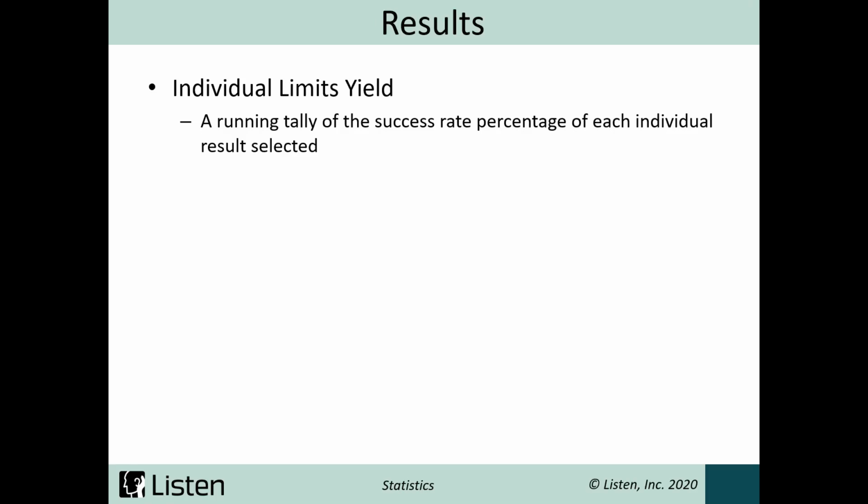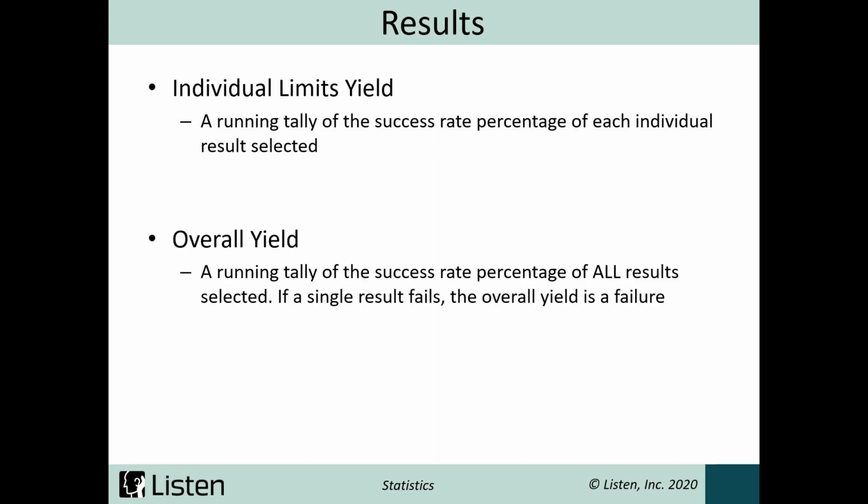If I wanted to know how many times my frequency response met the limit, then I could enable this. If the first time I run the test, it passes, I'm at 100% yield. If the second time it fails, I would be at 50%.